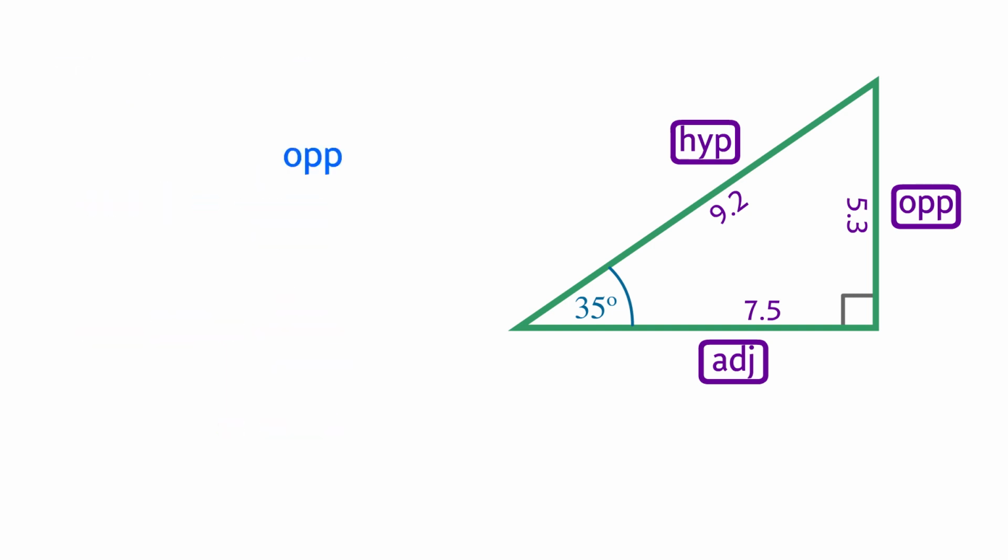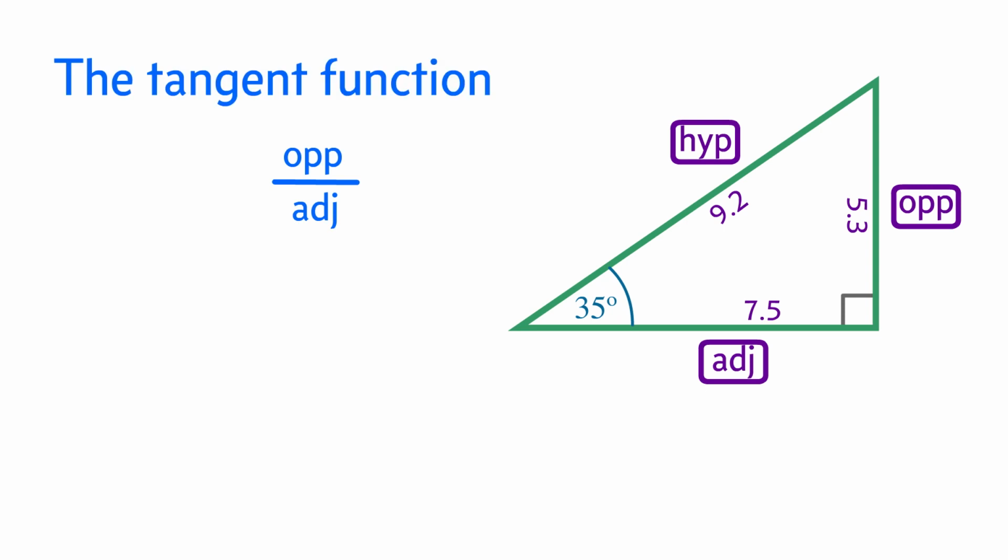If you divide the opposite side length by the adjacent side length, you get the output for what is called the tangent function, written TAN.